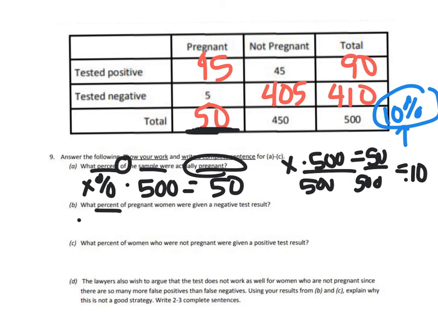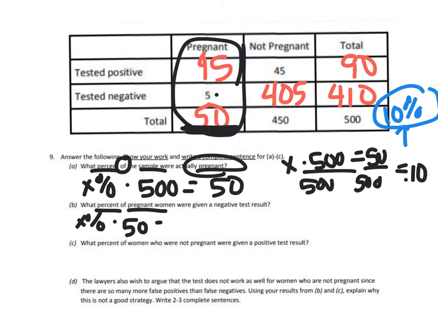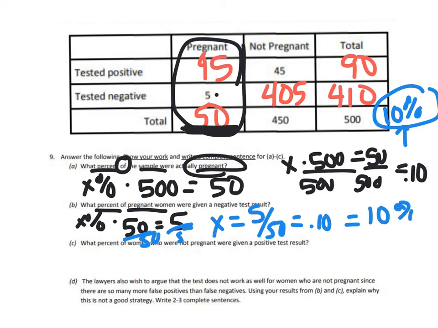And then the next one, what percent of the pregnant women? So my pregnant women, I had 50 pregnant women. So of my 50 pregnant women, how many were given a negative result? That was 5 of them. So remember, you're looking only at the pregnant women group, so you're only looking at this group. So of the 50 pregnant women, only 5 of those were negative. So I'm going to divide by 50. So my x equals 5 divided by 50, which gives me 0.1, which is again 10%.